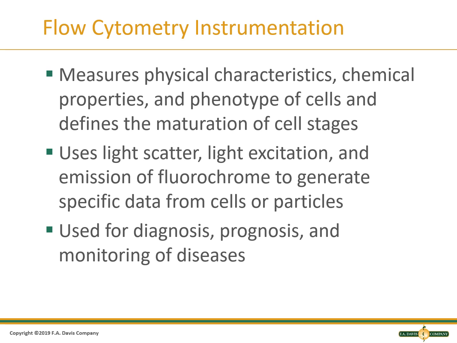Lastly, we're going to talk about flow cytometry instrumentation. This measures physical characteristics, chemical properties, and phenotype of cells, and it defines the maturation of the cell stages. It uses light scatter, light excitation, and emission of fluorochrome to generate specific data from cells or particles. It's used in the aid for diagnosis, prognosis, and the monitoring of disease states.